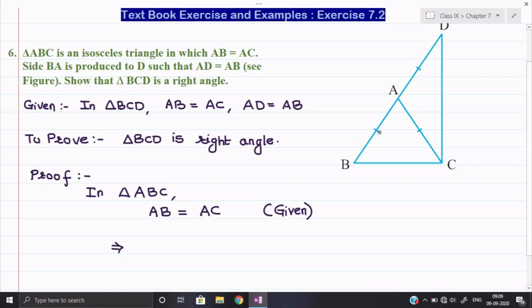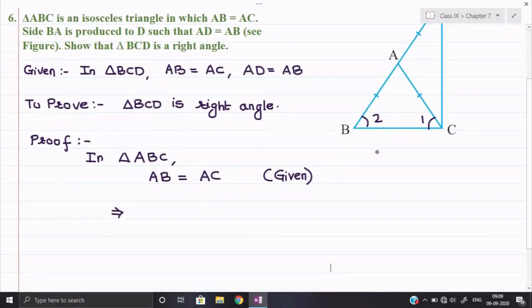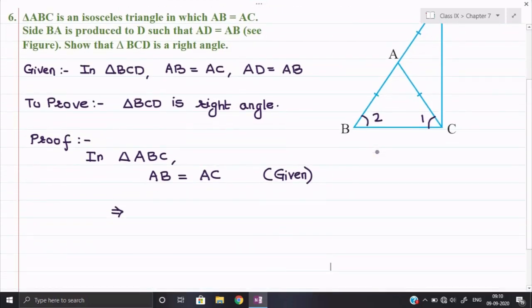So in front of AB, observe, a part of angle C is coming. This part I will call angle 1, and this angle I will call angle 2. Now I think it will be easy for you to identify the angle in front of side AB and side AC. So in triangle ABC, in front of AB, which angle is coming? That is angle 1. And in front of AC, which angle is coming? That is angle 2. Here the reason we shall give: since angles opposite to equal sides.